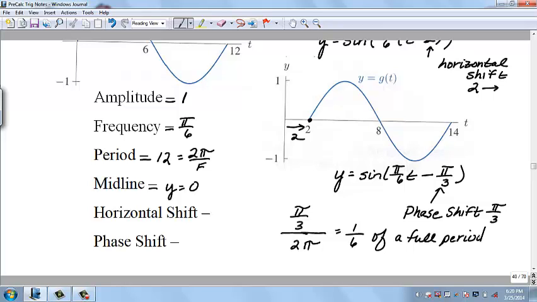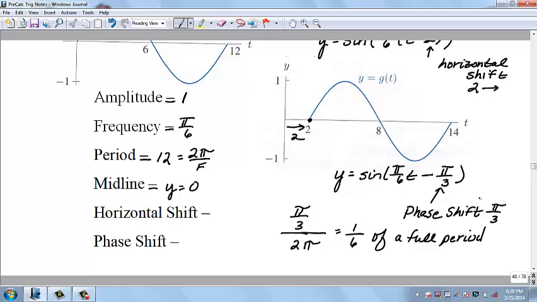Which makes sense if you shift over 2 out of 12, 2 divided by 12 is 1/6. But this is what a phase shift tells you. Now, scientists need to know phase shift, and you will probably use this sometime. This course focuses more on the horizontal shift, so I know you know how to graph it. But the phase shift is important.